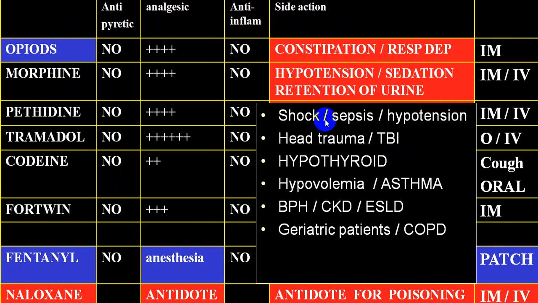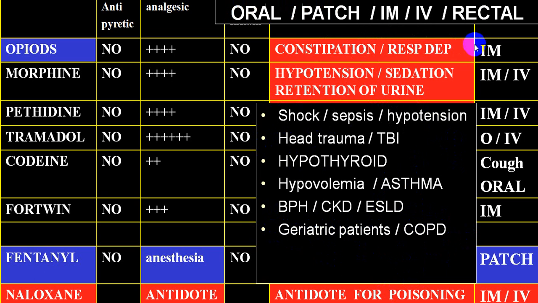They are absolutely contraindicated in the presence of shock, septic shock, sepsis, hypotension, head trauma, traumatic brain injury, in a hypothyroid person, a person with hypovolemia, maybe hypovolemia with hypotension, bronchial asthma, BPH because it can produce acute retention, in CKD, end-stage liver disease, in an old age person, in a newborn, in COPD, etc. In all these conditions, by and large, it should not be utilized. It is contraindicated.